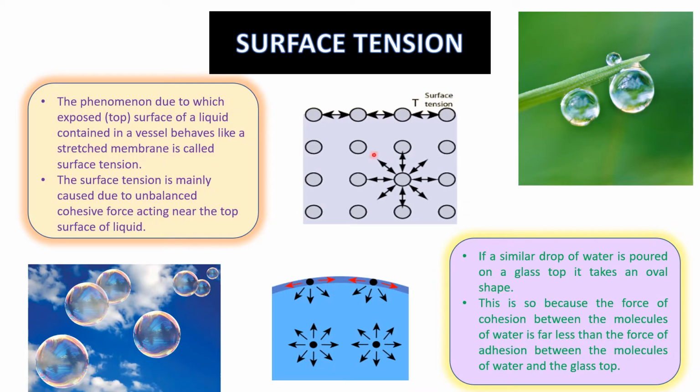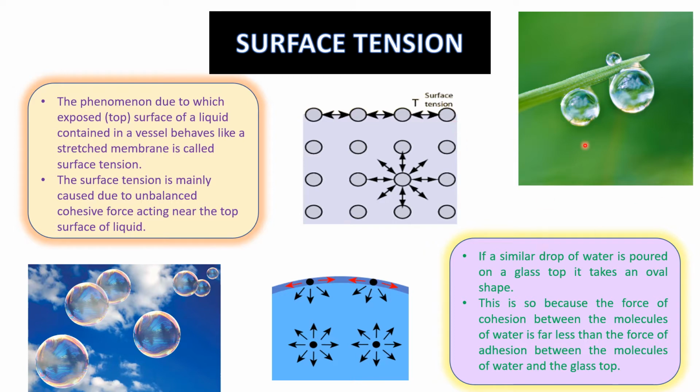In this video, I am going to discuss surface tension. What does it mean? The phenomenon due to which the exposed top surface of a liquid contained in a vessel behaves like a stretched membrane is called surface tension. This is mainly caused due to unbalanced cohesive force acting near the top surface of the liquid. What is a cohesive force? Cohesive force means the force between the same molecules.